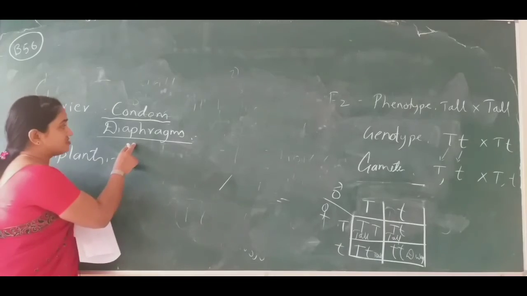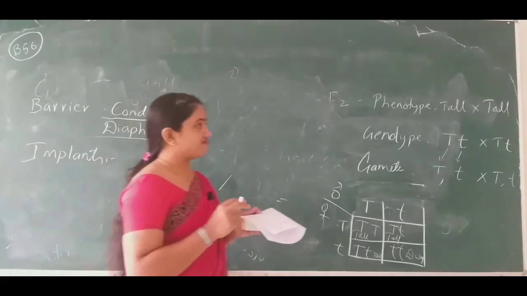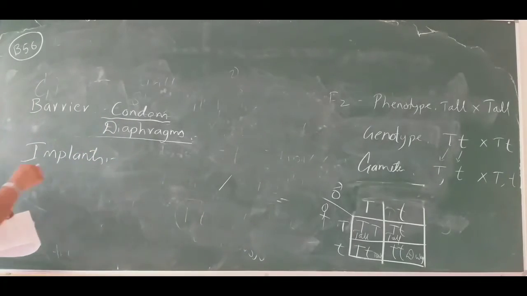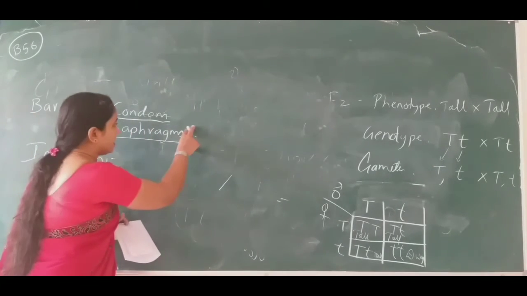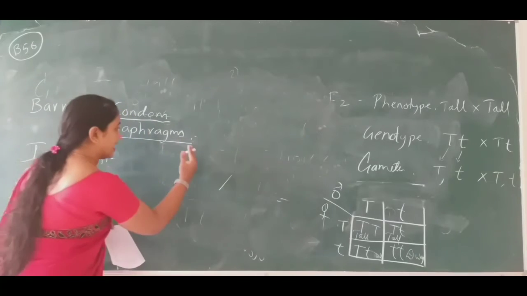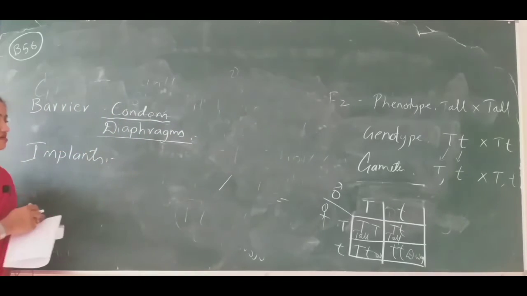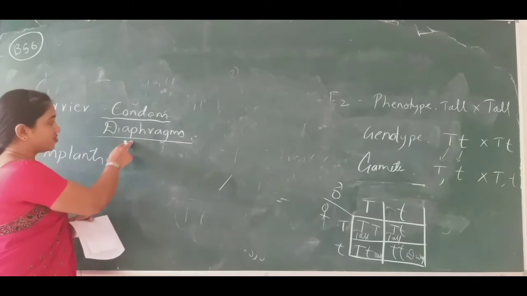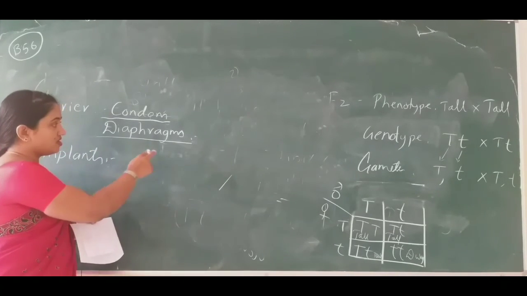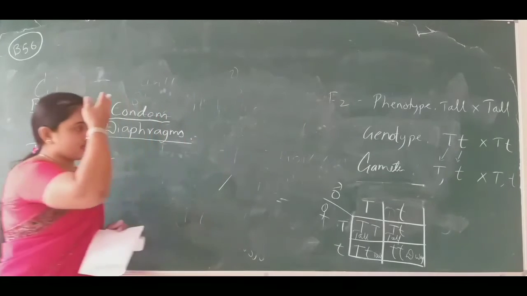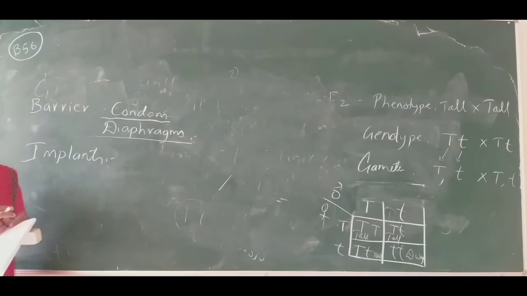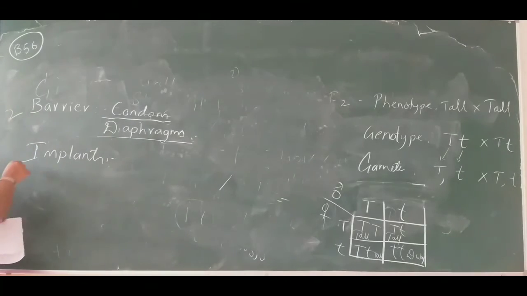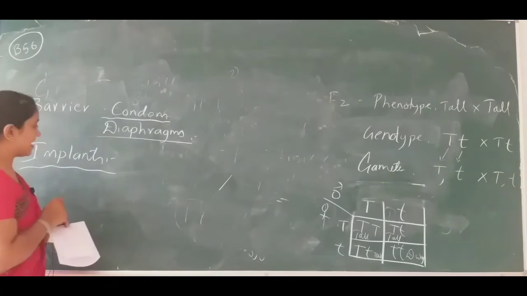When the female wears the diaphragm, it prevents the sperm from entering inside the reproductive tract. What actually is it preventing? It is preventing the sperm from entering the reproductive tract. These are the two barrier methods, and then implants.